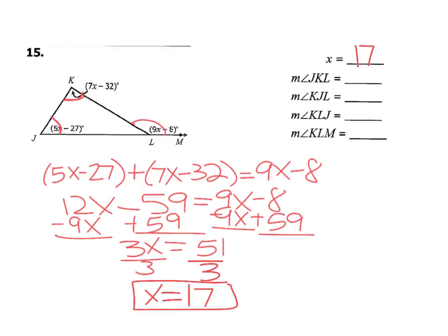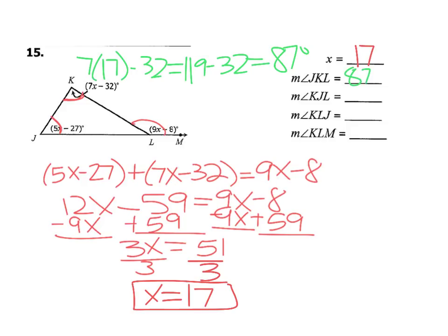Now we have to go back and find all of the angles. So we plug 17 in for x. So 7 times 17 minus 32, that's going to give us 119 minus 32, which equals 87. So the measure of JKL is 87. I don't know why I said 37.